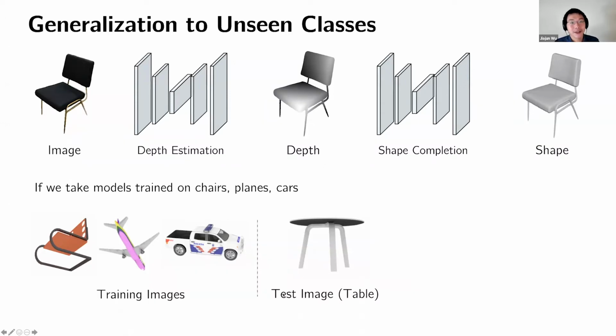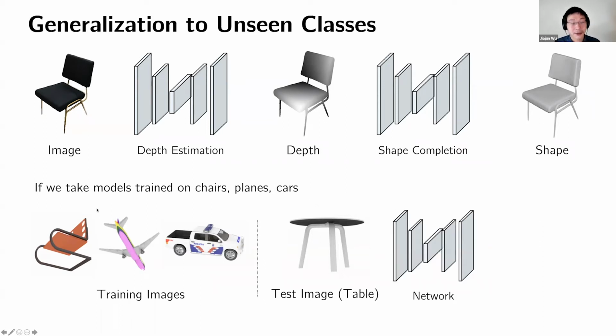A table is also probably the 4th most common object category in ShapeNet. And tables and chairs, they're both furniture, so it's not that different. It's quite different, but it's not that different. And if you take a test image of a table and you send it to the network trained on chairs, planes, and cars, this is what you get. Okay? So does it look like a table? It looks much more like an airplane, but it more or less looks like the top of the table, right?